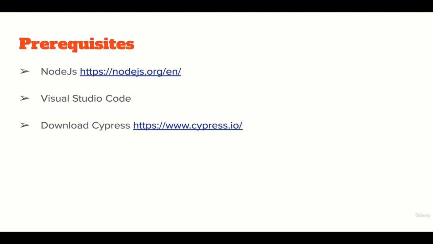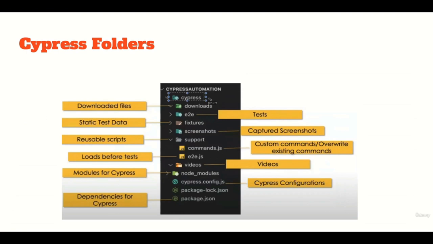As a prerequisite, the latest Node.js should be installed. Download Visual Studio Code, and then we can install Cypress into our project. Cypress folder structure for versions above 10 is as follows. We have downloads, E2E tests, fixtures, screenshots, support scripts, videos, node modules for Cypress, configuration files, and package.json files. In the following videos, we will see these folders in our project.